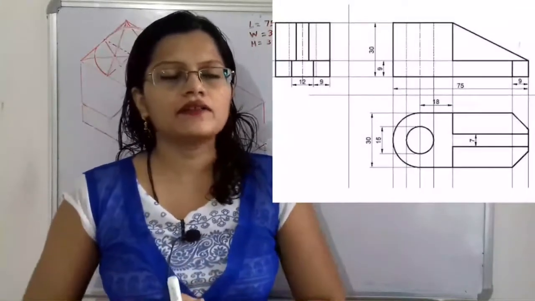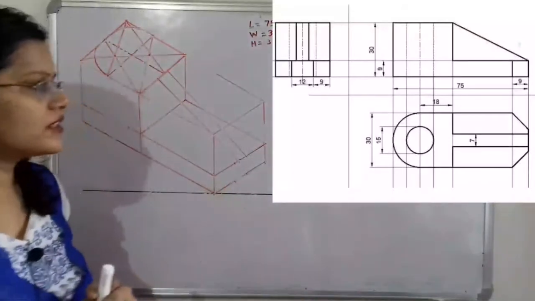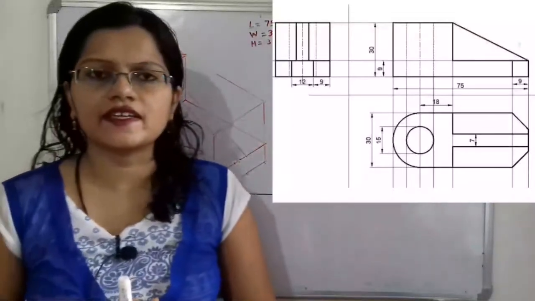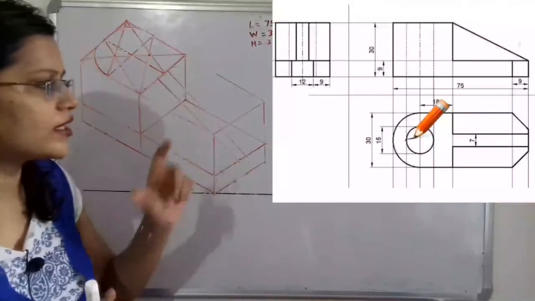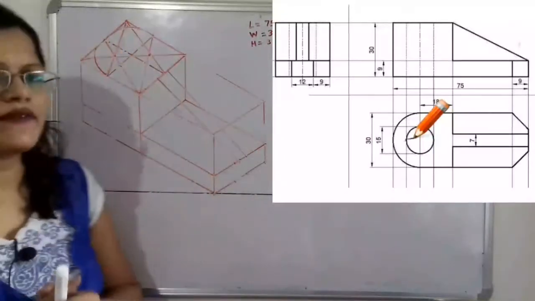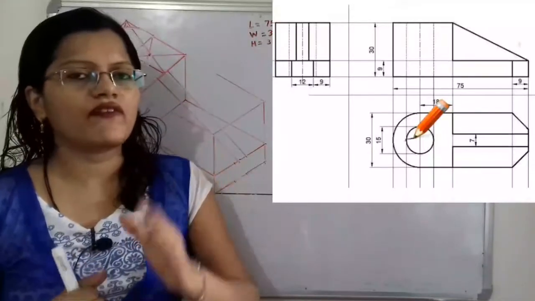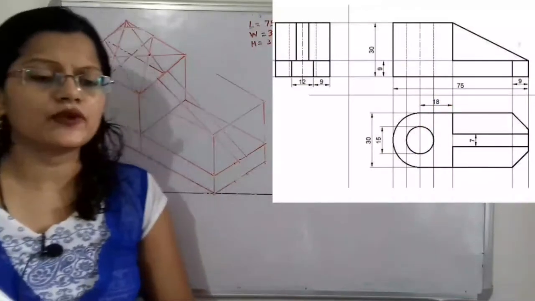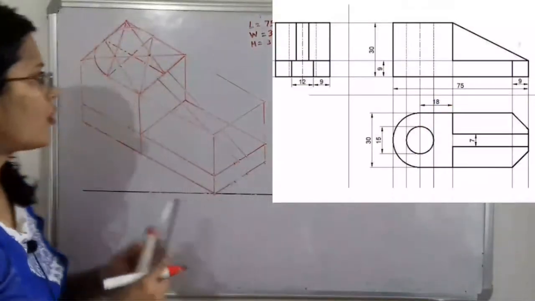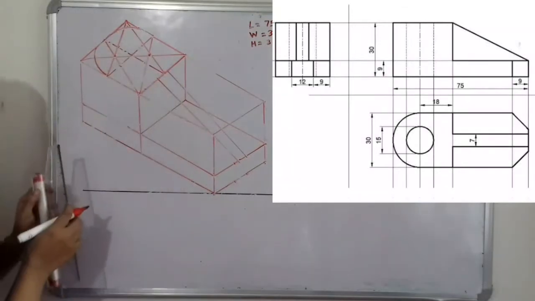Now we will again move to the construction of the hole. If we observe here, for the hole, what is the radius r? The total diameter is given, that is 15 millimeter. So r is 7.5. With the help of scale, that is 7.5 into 4, that is 30 millimeter, we have to select the distance from the center. So from the center, this is the horizontal line and this is the vertical line.